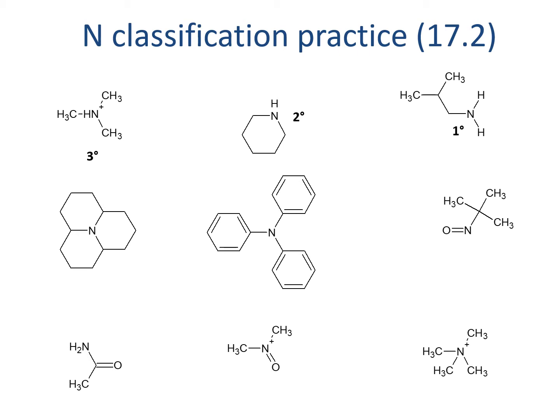In the second row, we have a tertiary nitrogen, another tertiary nitrogen, and we have a primary nitrogen. This nitrogen has a double bond to oxygen, which is not a carbon, but it only has 1 bond to a carbon. In the bottom row, we have a primary nitrogen. It's actually part of an amide. And then we have a secondary nitrogen. Again, the double bond to oxygen doesn't make any difference. And finally, we have a quaternary ammonium, a quaternary nitrogen.